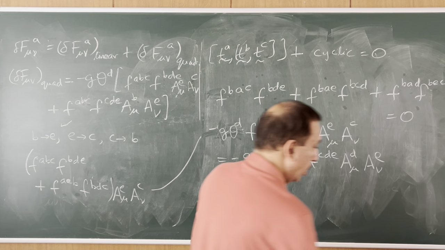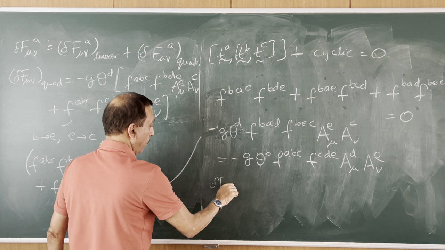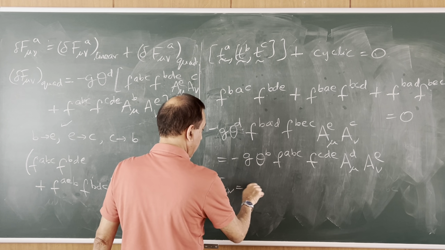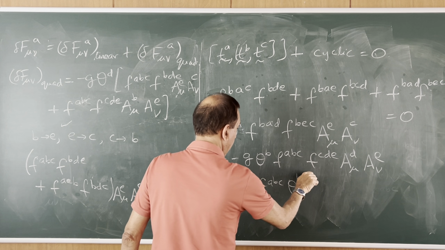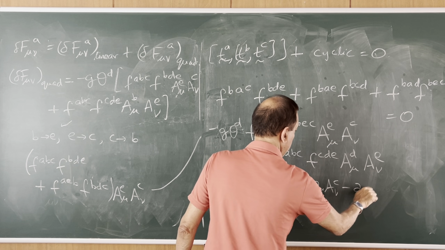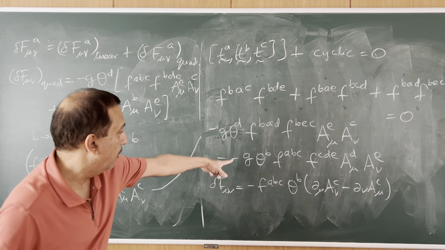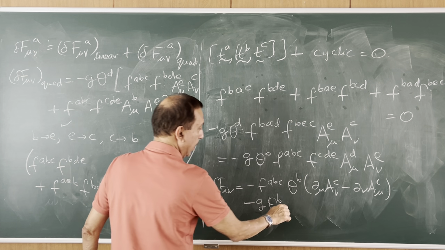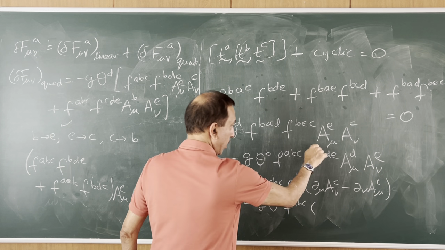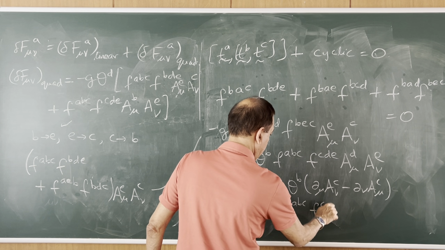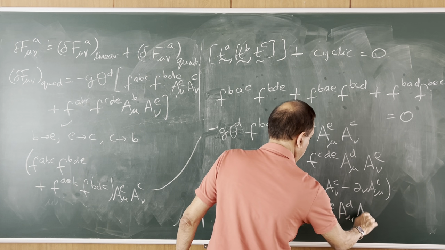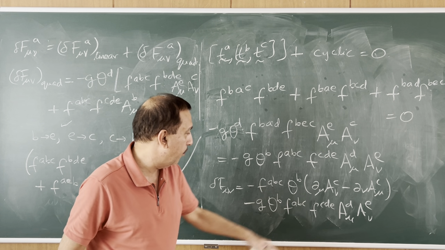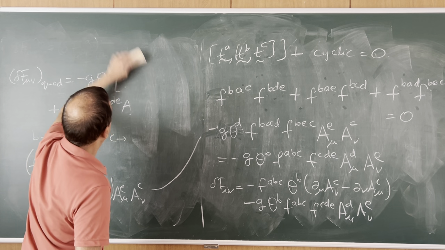And now we are in good shape, because the linear part, so delta f, is equal to the linear part, which was minus FABC theta B del mu A mu C minus del mu A mu C, minus this thing above. And the nice thing is theta B and FABC are common. And then this stuff. And now we just factor out minus FABC and theta B from both and write whatever is left, and we get the answer.